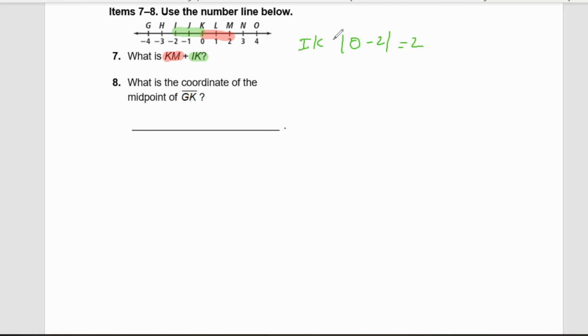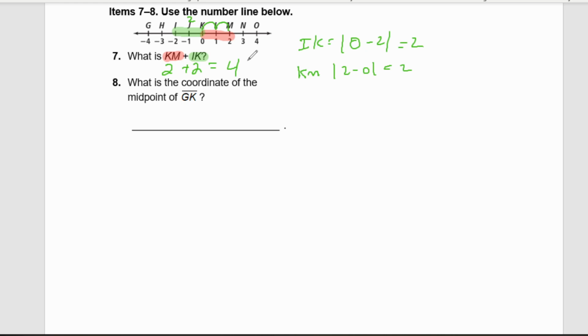Which will still give me 2. So there's 2 ways to do it. We can do the counting method, or we can show the work. So we have 2 units plus 1, 2. Or again, I can do for KM 2 minus 0's absolute value and get 2. So KM plus IK is in fact 4.